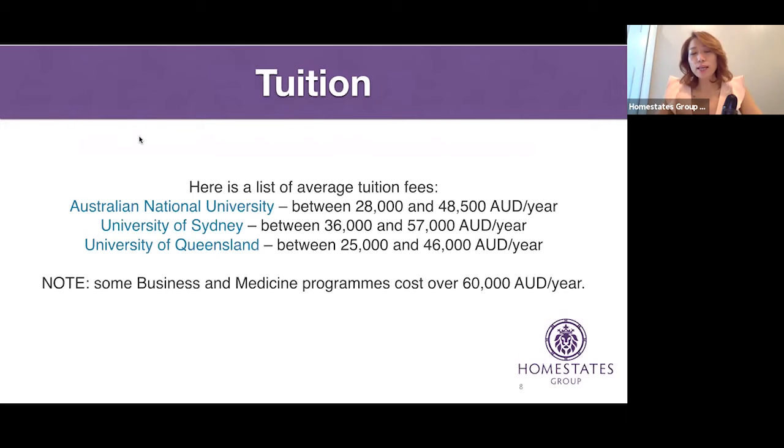A lot of people are asking about medicine as a profession in the future. Medicine programs usually cost slightly more, so you could easily go up to about 60,000 per year.